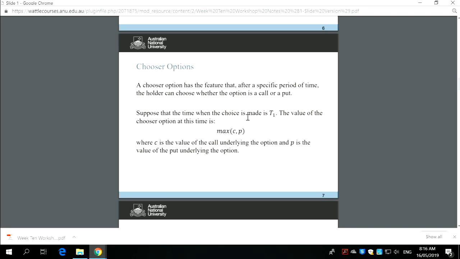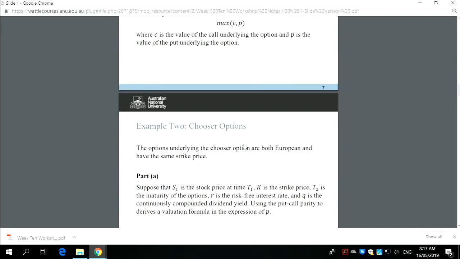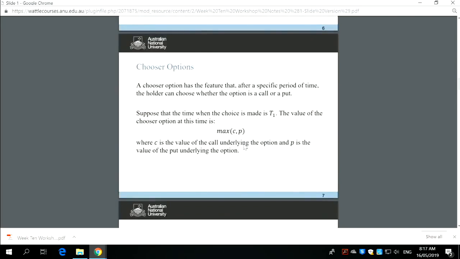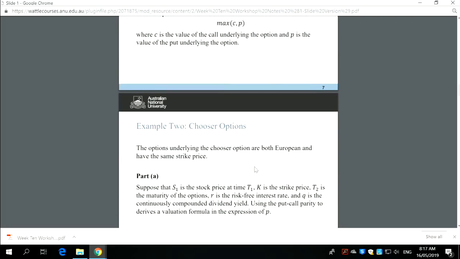Once you have made a decision, let's assume you get into a call option, then the call option will last until T2. So what is the maturity for this call option? The maturity for this call option is simply T2 minus T1, the difference between T2 and T1. We're just going to bear that in mind. Again, this question is just testing your knowledge about the payoff from the chooser option and nothing more difficult.